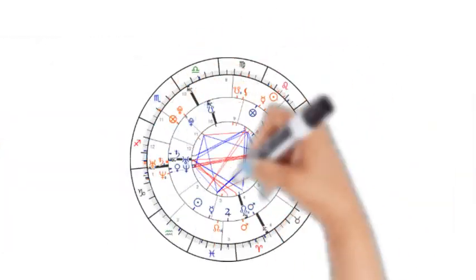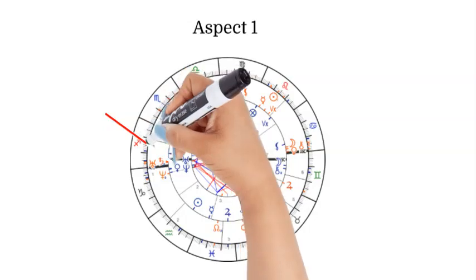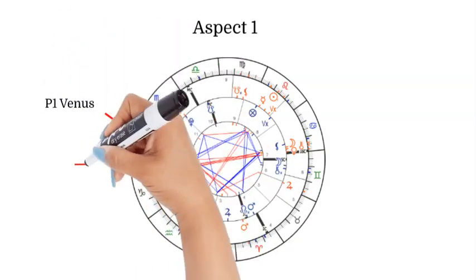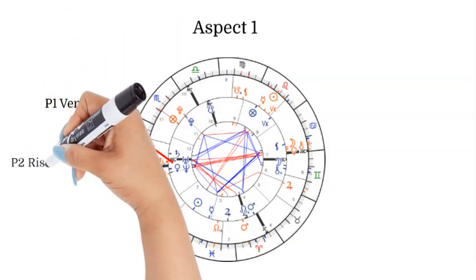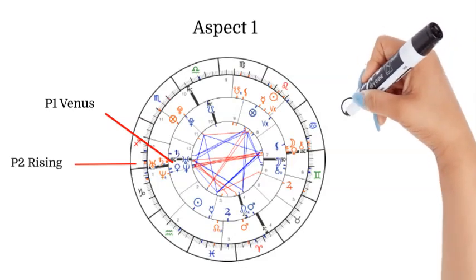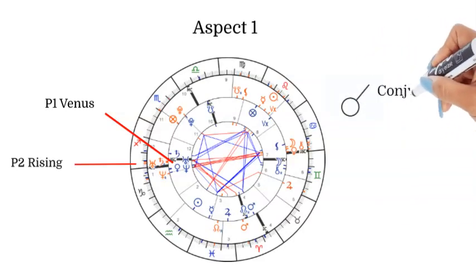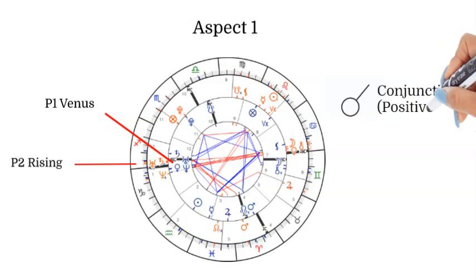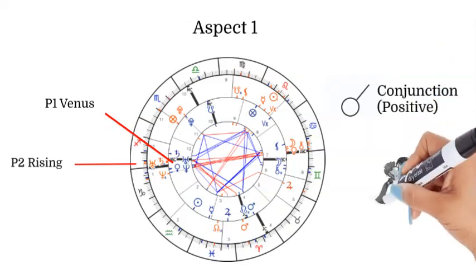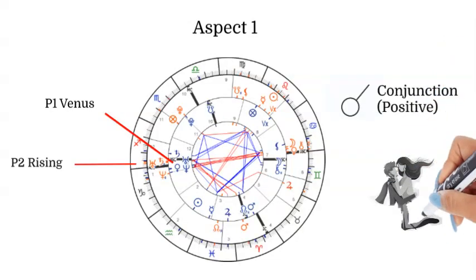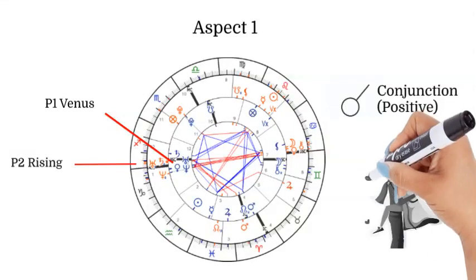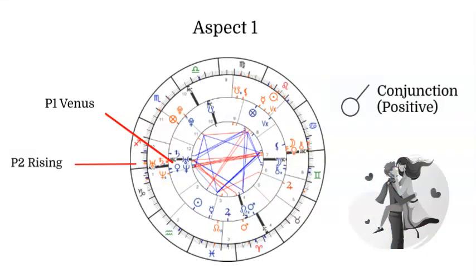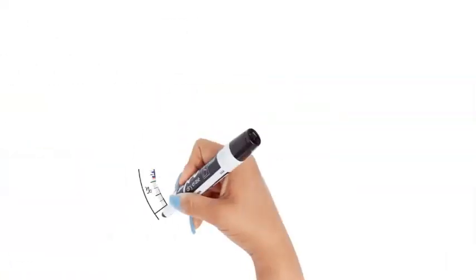Aspect 1. Person 1's Venus is in conjunction with Person 2's ascendant sign. This is a positive aspect that indicates that Person 1 likes the way Person 2 presents themselves through personality and appearance, and they feel that Person 2 embodies a lot of their ideals. If looking at romantic compatibility, this would indicate that Person 1 has a strong physical attraction to Person 2. These people are likely to share common interests in this aspect.